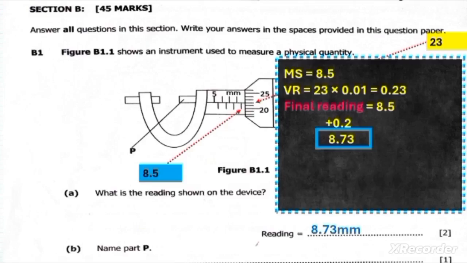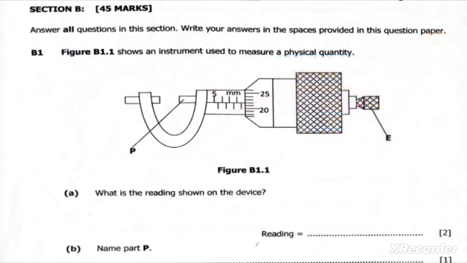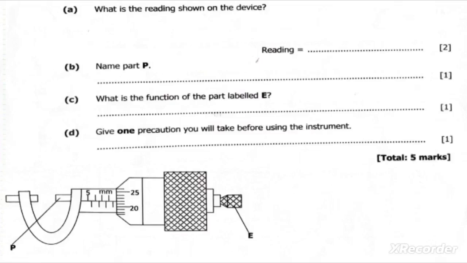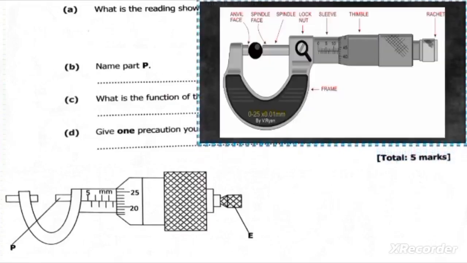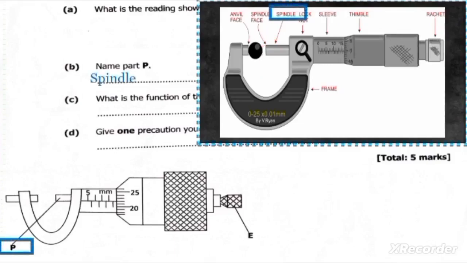We move to the next question, which is question B. Name part P. Okay, so part P, this part is a spindle, as we can see here. So we are going to say spindle. We are done with question B.